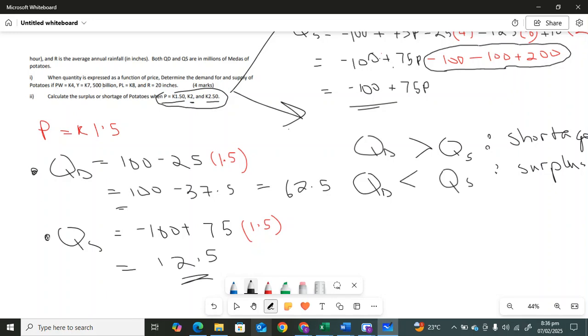Yes. So colleagues here, do we have a shortage or a surplus? Yes, we have a shortage because only 12.5 million medals of potatoes can be supplied. But the demand is greater, 62.5. Okay. So let's see what happens when we increase the price to 2 kwacha.